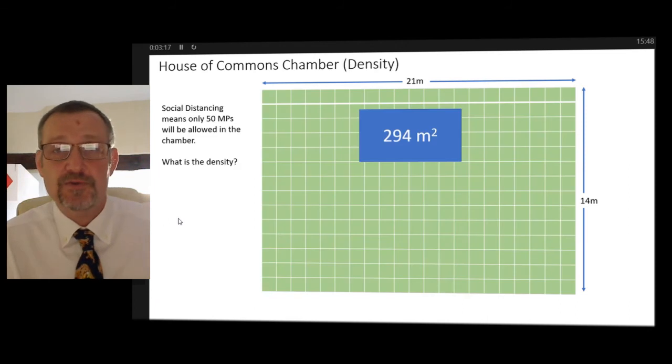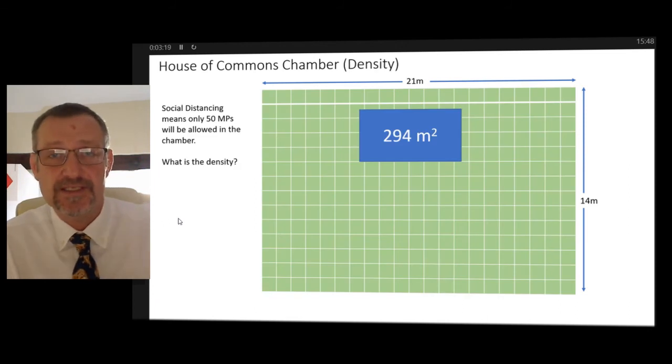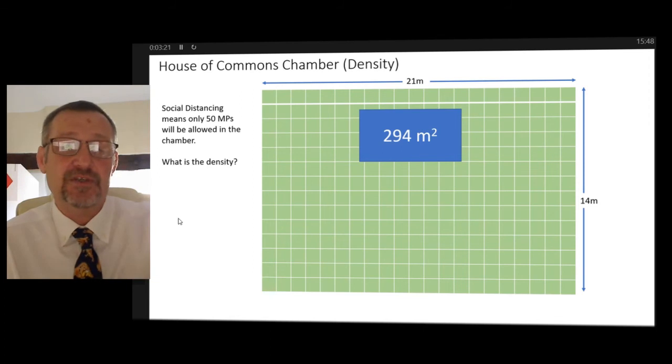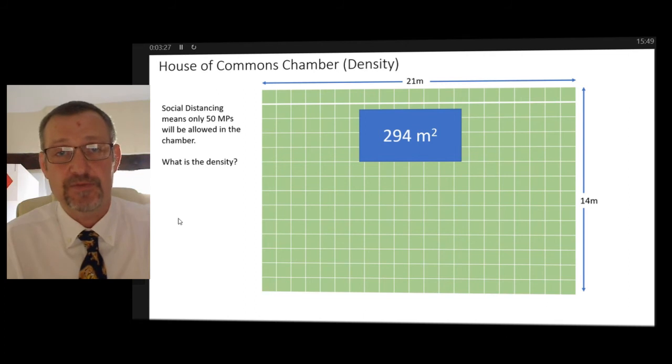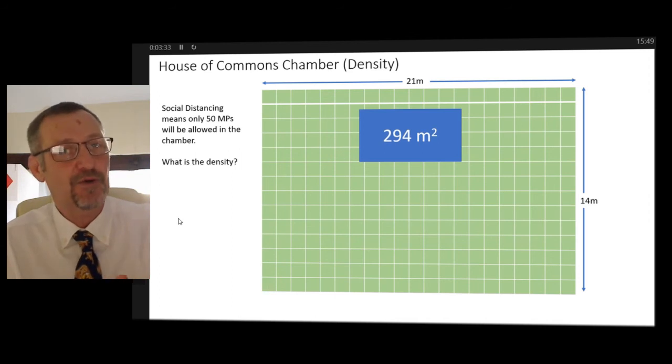Now, in terms of social distancing and looking at density, that gives us 294 square meters. The MPs have decided that they're only going to allow 50 people in this chamber at a time. So 50 people means that they should be able to maintain their social distancing. So long as they behave like adults and all make sure they take their turns and be aware of what's going on around them, should be no problem whatsoever.